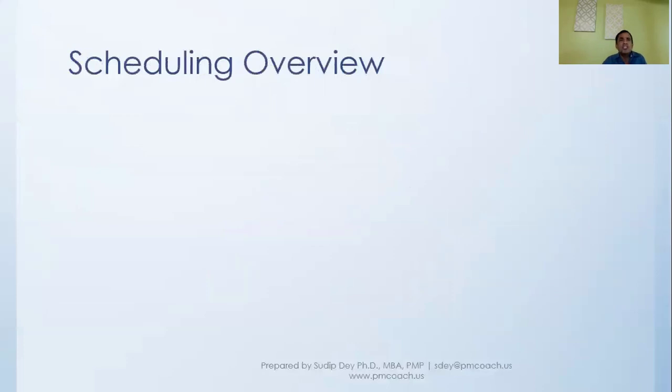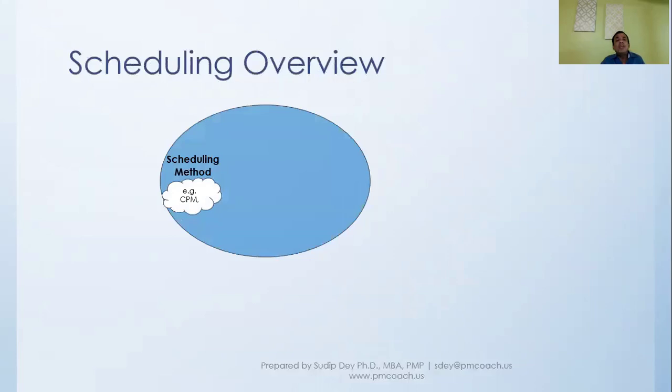So in terms of scheduling overview, this is how it goes. First and foremost, we'll decide on some scheduling method. Maybe we take the critical path method, or maybe we'll take an adaptive approach. So we'll determine what kind of scheduling method we want to take. Then we'll decide on some particular tool. Let's say it's Microsoft Project or some other tool, whatever it is. So we decide on the tool.